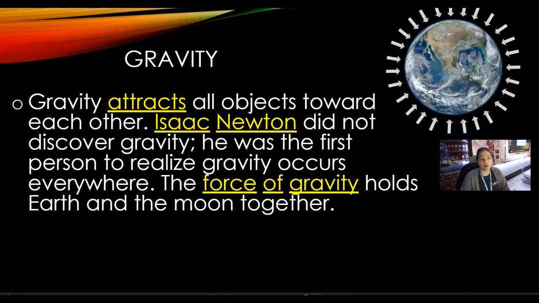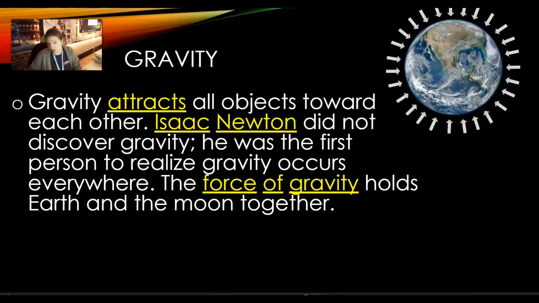Let's take a look at gravity. What the heck is gravity? To start, gravity attracts all objects towards each other. Isaac Newton, he didn't discover gravity. He was the first to realize gravity occurs everywhere. The force of gravity holds Earth and the moon together.